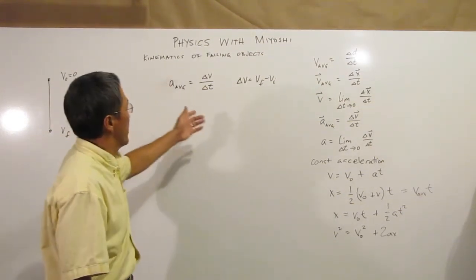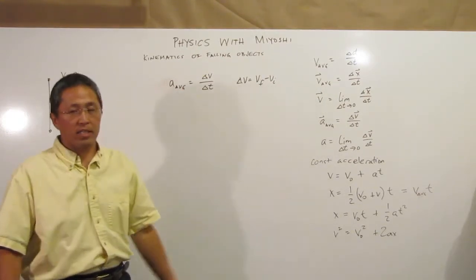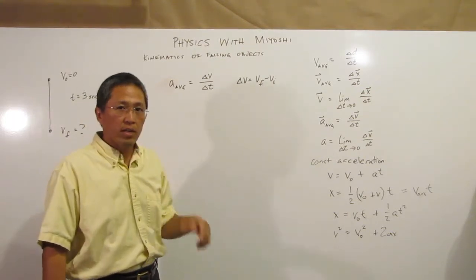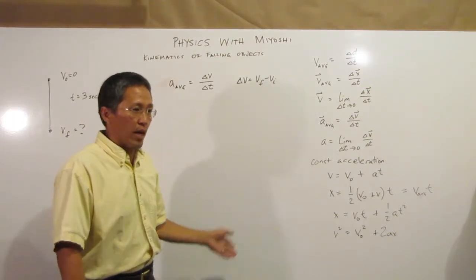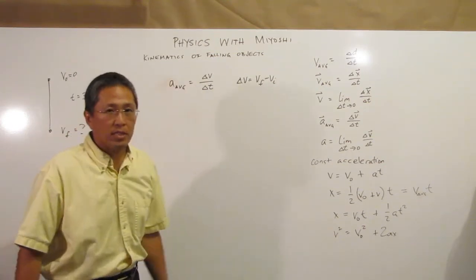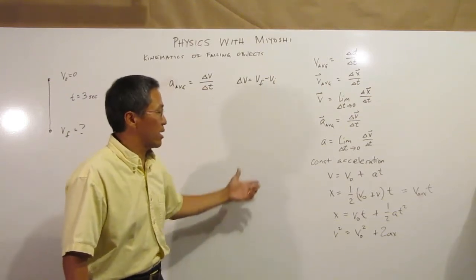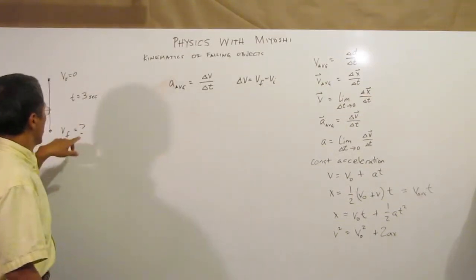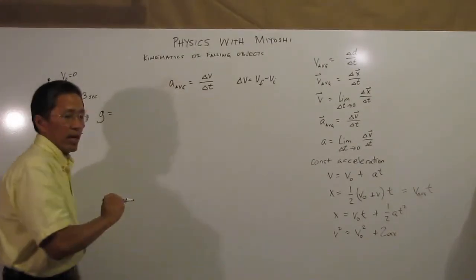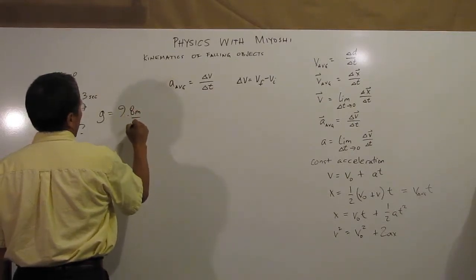I want to talk to you today about kinematics of falling objects, and I want to let you know that it's not that much different than any other things we've done so far with objects in one dimension. The different thing about falling objects is simply that our acceleration is constant like before, and that constant acceleration we know to be gravity, which in the international units is 9.8 meters per second squared.